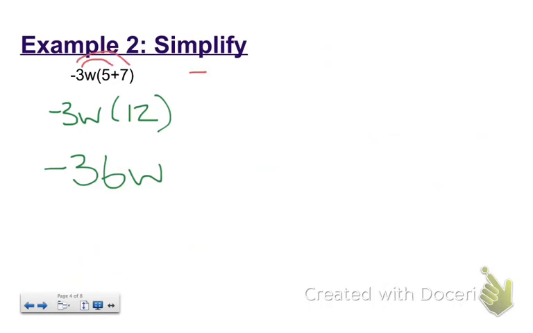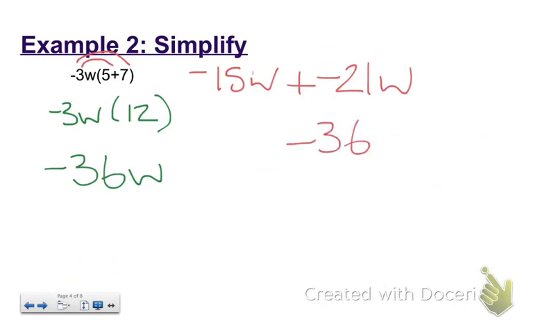Now let's say that you did distribute from the beginning. So you got -15w plus -21w. Well, -15 and -21 is -36. So either way, you get the right answer. Okay, that's why the distributive property works. So it's sort of up to you which approach you want to use.